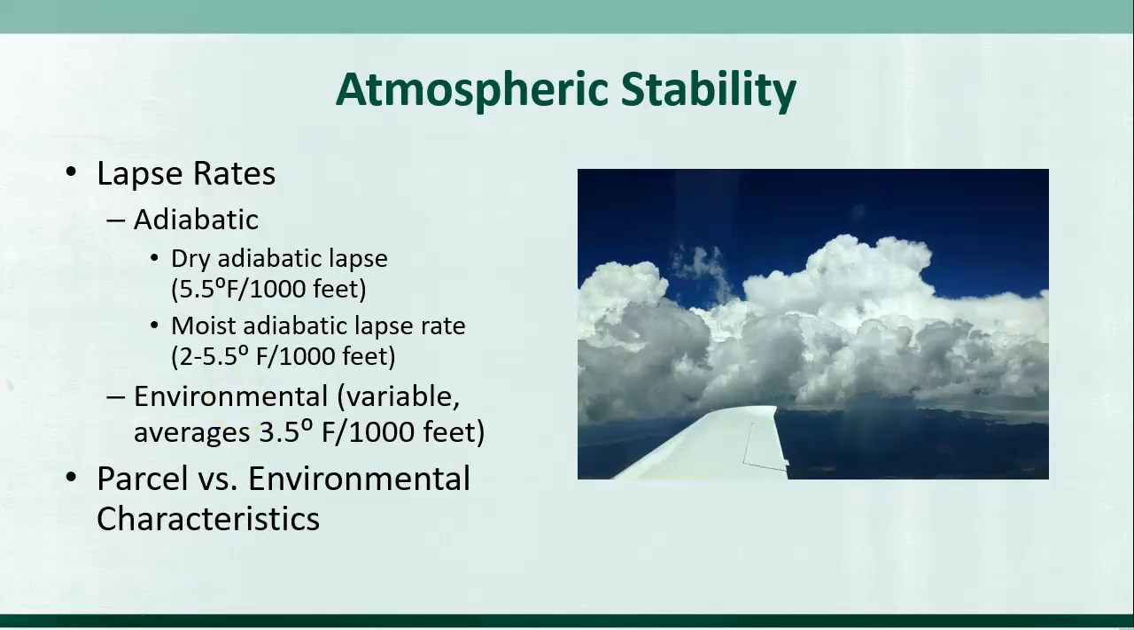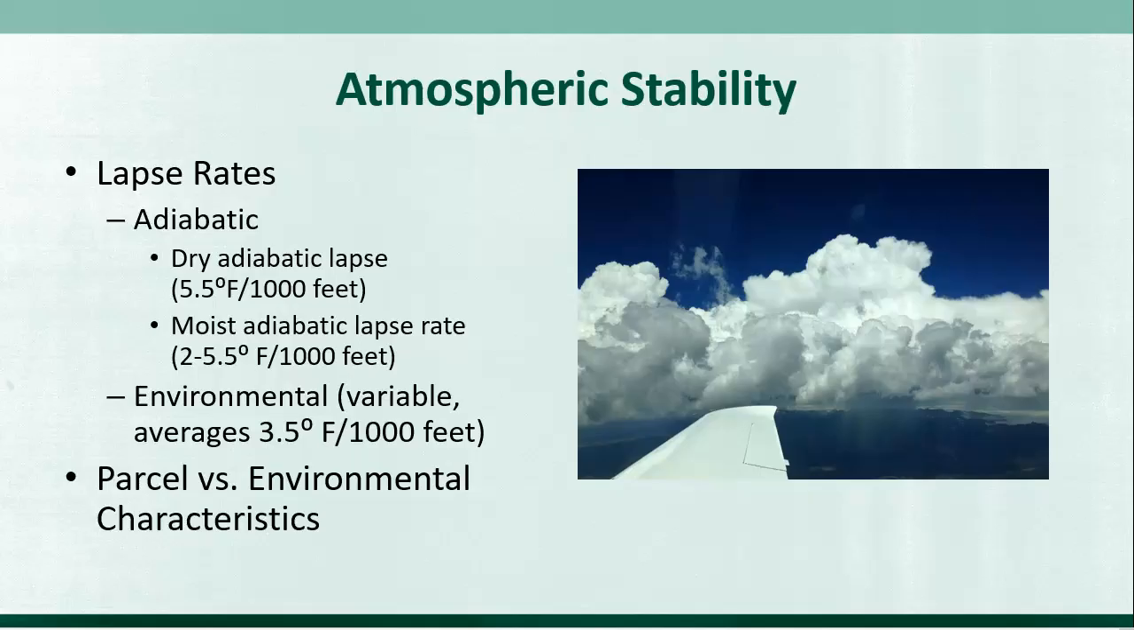The adiabatic lapse rates are those rates that take place when we take a parcel of air that's being lifted up orographically, through convection, or through any other form of lifting, and it gets pushed up in the air. That cooling is fairly regular when the conditions are dry and there's no condensation taking place, meaning no cloud formation. It's called the dry adiabatic lapse rate, and it's around 5.5 degrees Fahrenheit for every 1,000 feet you lift a parcel of air.